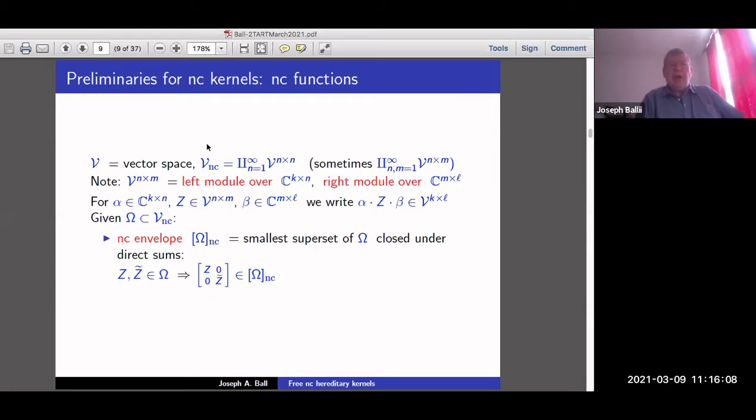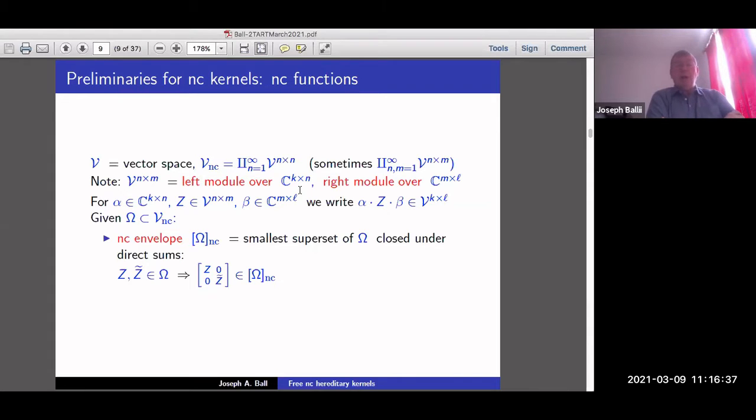So I'll take V as a vector space, then the non-commutative or quantized version of V is to take all square matrices over V, all possible sizes. And sometimes we even take rectangular matrices over V, all possible sizes. Then a key point is we want to multiply on the left and the right by matrices over complex numbers.